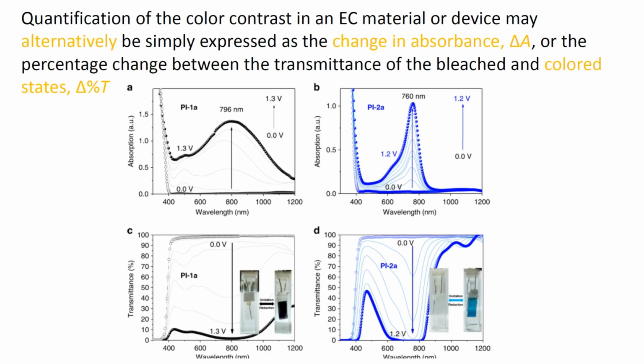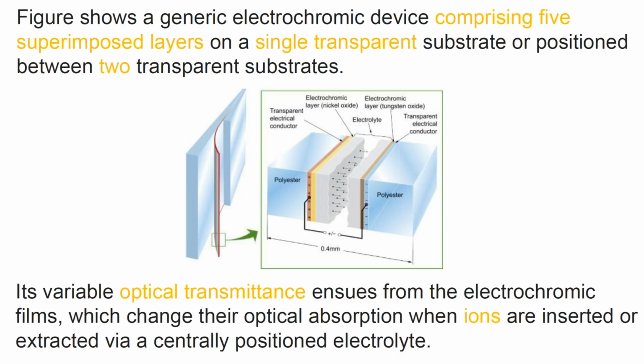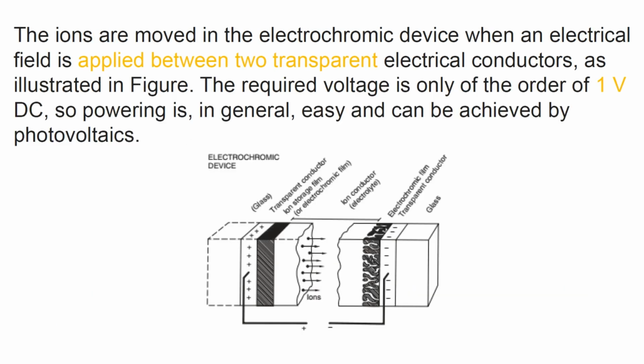Color contrast in electrochromic materials can be quantified as the change in absorbance, delta A, or the percentage change in transmittance, delta %T, between the bleached and colored states. A generic electrochromic device comprises 5 superimposed layers on a transparent substrate. Variable optical transmittance results from electrochromic films, changing their optical absorption as ions are inserted or extracted via a centrally positioned electrolyte. Ions move within the device when a small electrical field of about 1 volt DC is applied between 2 transparent electrical conductors, making powering easy, even with photovoltaics.